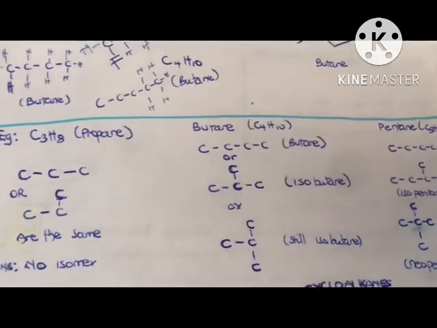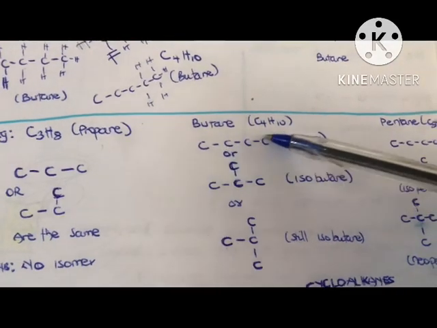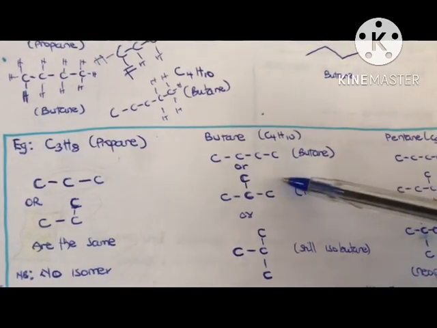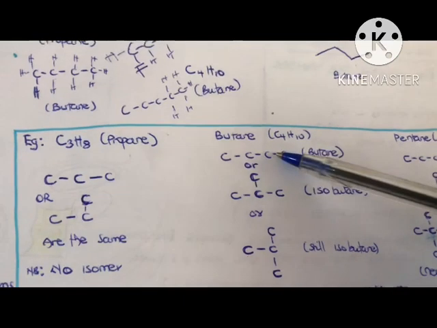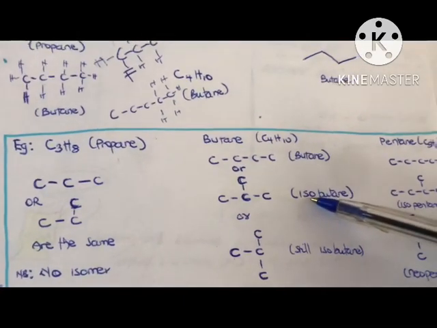Butane actually, I didn't bring the hydrogens because I want you to understand. This is one way of representing butane, the linear chain. Another way of representing butane is this. So this becomes an isomer of this. So this becomes isobutane. You understand?